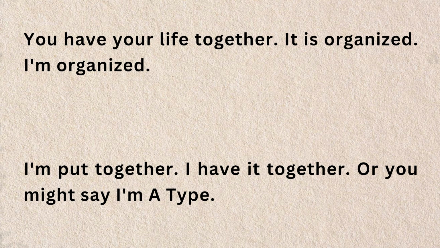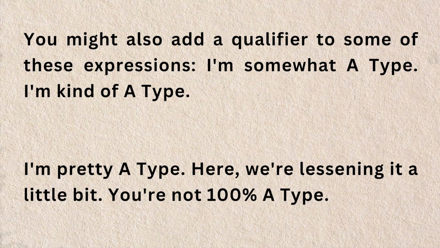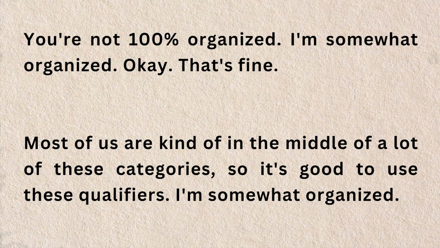Or you might say I'm A-type. A-type is compared to B-type, which we'll talk about in just a moment. A-type means that you are quite orderly. There is a place for everything in your life. You might also add a qualifier to some of these expressions. I'm somewhat A-type. I'm kind of A-type. I'm pretty A-type. Here, we're lessening it a little bit. You're not 100% A-type. You're not 100% organized.